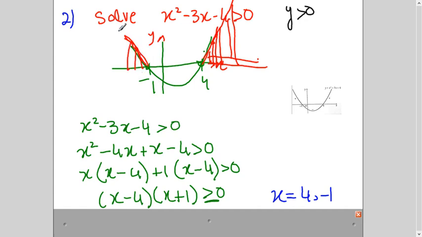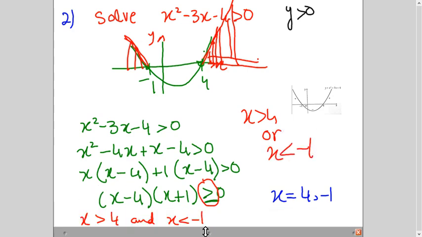And how do we know this part of the curve? Because it is saying greater than 0. It means the part of the curve above the x-axis. So what is my answer? My answer is x greater than 4 or x less than -1. Okay. So this is how I will get my answer.